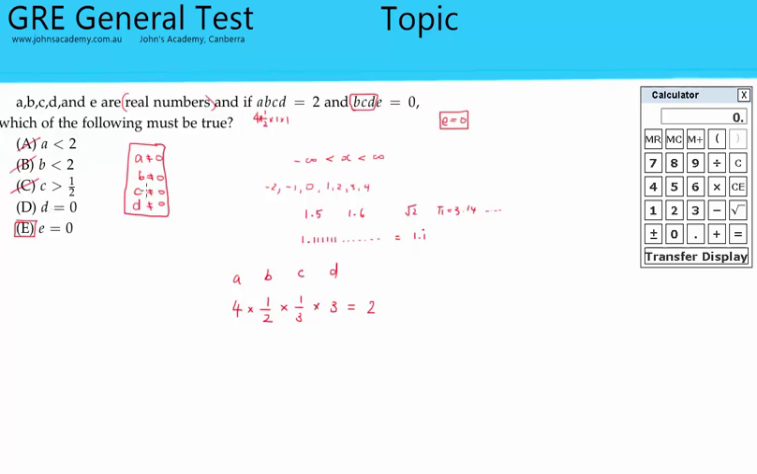Well, D, we saw here that none of A, B, C, D can equal 0. So when it says D equals 0, that contradicts our initial argument here. So, of course, that's out. So therefore, the answer is E. It's a very, very easy question if you think about it carefully.